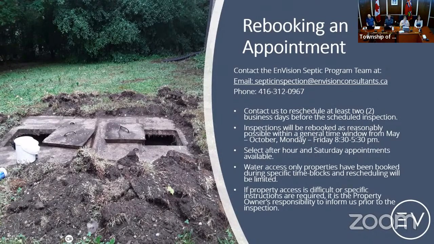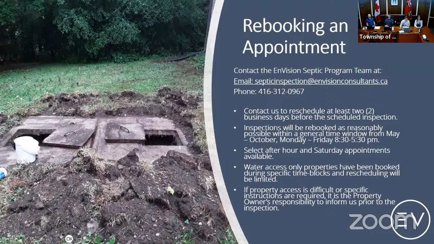When those letters do come out, we have not assigned any water access only yet this year, but they will be coming throughout the summer. When that happens, just please be aware that we have limited rescheduling options, and knowing that your neighbors are also going to be in the same time frame, we just ask that you maybe try to speak with a neighbor or your lake association to see if you can find a way to still accommodate the inspection. And if there are other access restrictions, maybe you have to walk through a trail or a certain area, then please notify us of that ahead of time.